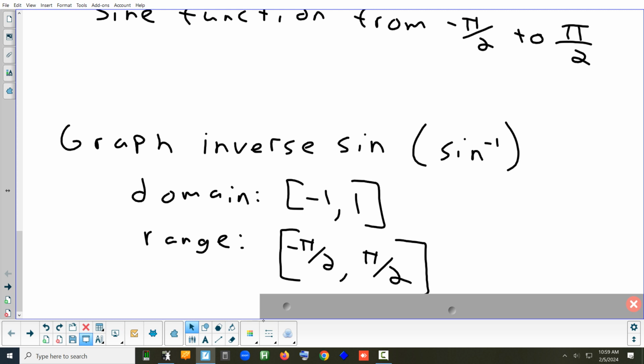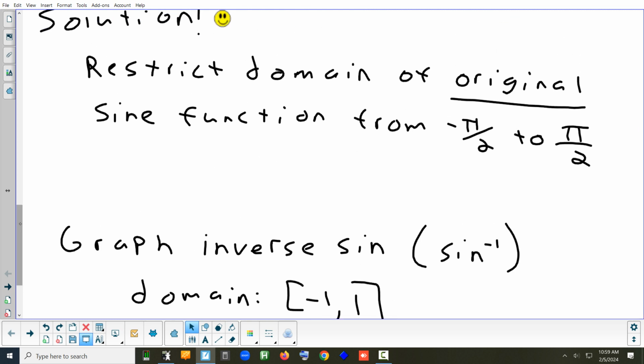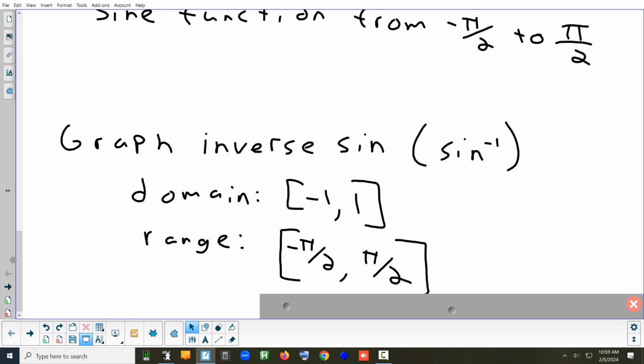Okay, so regular sine normally has a range negative 1 to 1. In inverse sine, that's my domain, negative 1 to 1. For regular sine, we limited it to be between negative pi over 2 and pi over 2. That's purely so it would pass the horizontal line test. That limitation on the domain in the original turns into the range in the inverse.